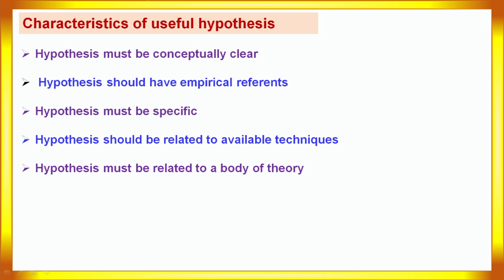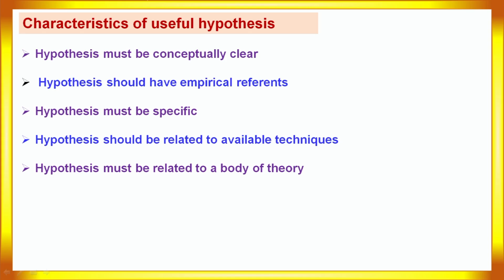The fourth important point for the usefulness of the hypothesis is that the hypothesis should be related to the available techniques. Either the variables which are part of the hypothesis can be measured with the techniques available, or there is a possibility of developing the required technique for measuring those variables. For this purpose also the researcher must look into the previous researches already done in that particular area.